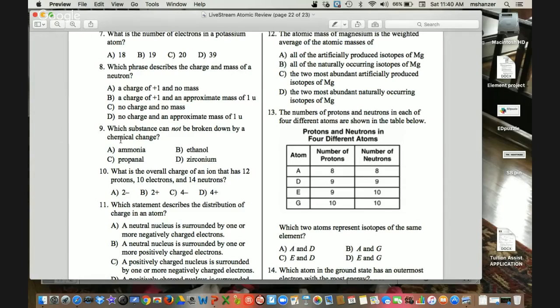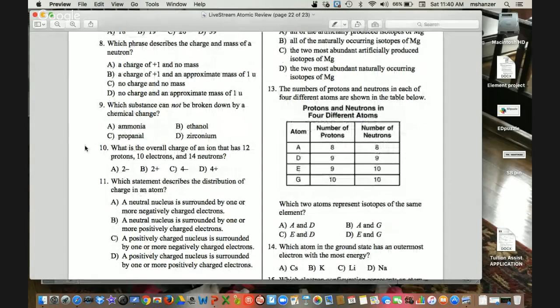Question 9, which substance cannot be broken down by a chemical change? With this kind of question, the Regents is really checking to see that you recognize that elements cannot be broken down chemically. Compounds can be broken down into elements, but once we've broken down to an element, we cannot break it down any further. Ammonia, propanol, and ethanol are all examples of compounds. Zirconium is the only one that is an element, and that would be your correct answer there.